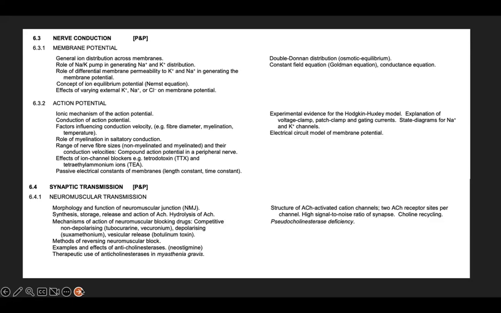I've just stuck a couple of things in about some of the key experiments and some clinical models, which might be useful to keep in mind while you're thinking about this. Okay, so let's get started with the resting membrane potential.